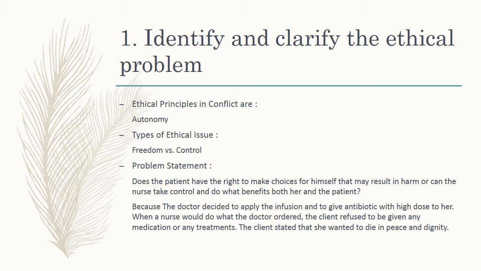The first step is the process that we call identify and clarify the ethical problem. The ethical principle in conflict is autonomy. The type of ethical issue is freedom versus control. And the problem statement is: does the patient have the right to make a choice for herself that may result in harm, or can the nurse take control and do what benefits both her and the patient?